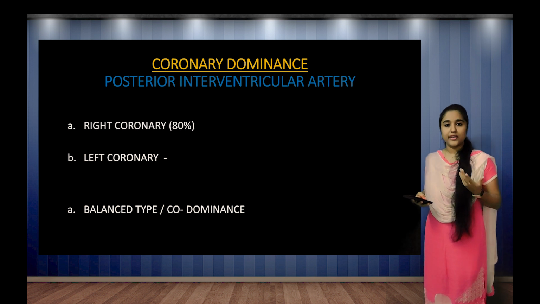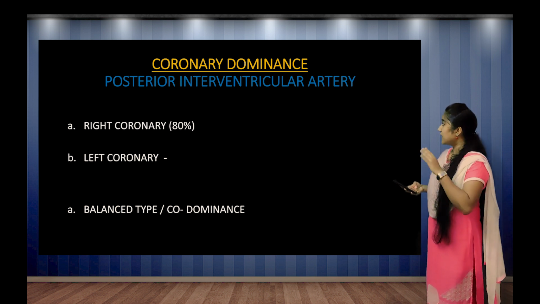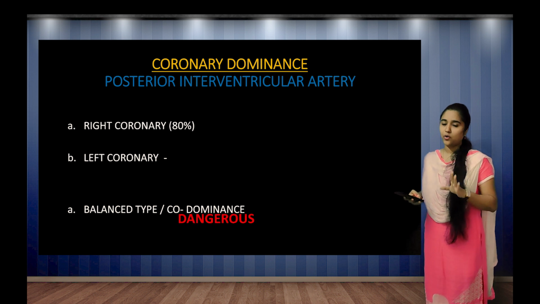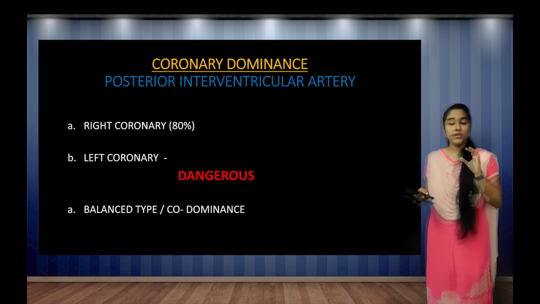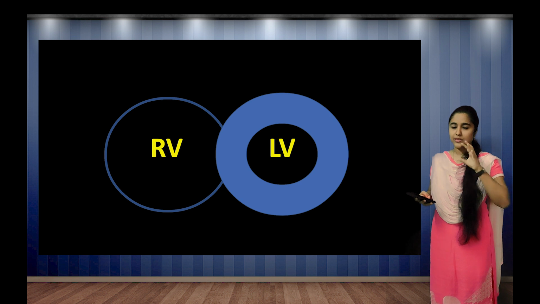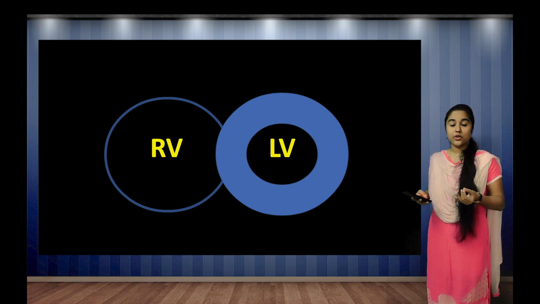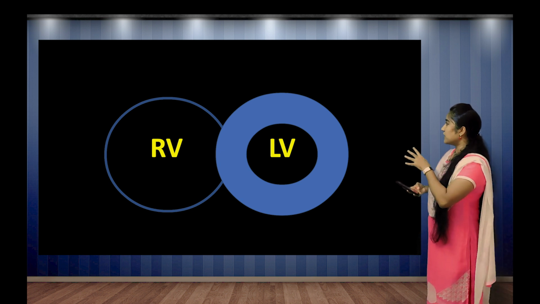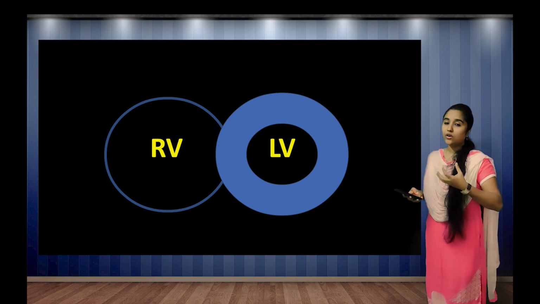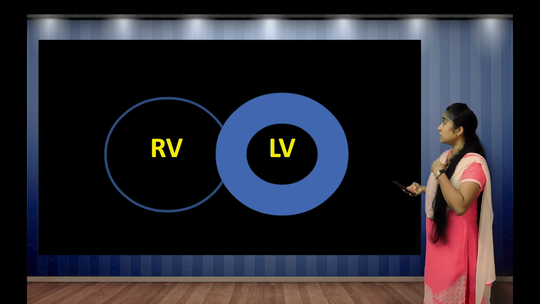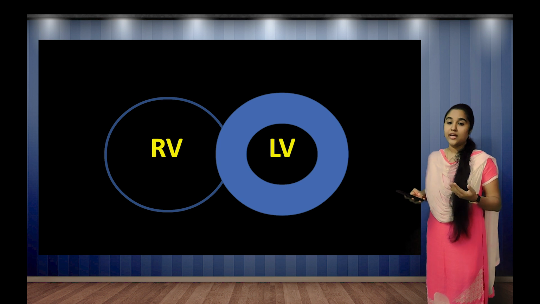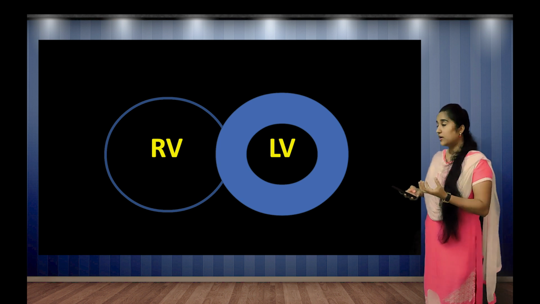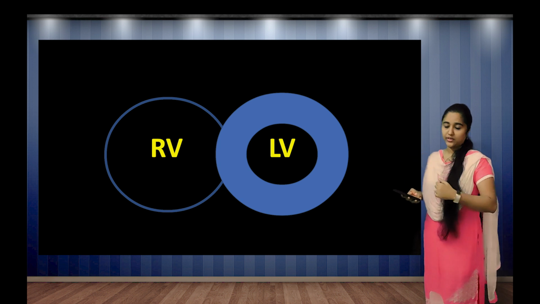So which one is more dangerous? You can see here, the left coronary dominance is more dangerous. Why is this so? You know that most of the left ventricle is supplied by your left coronary artery. Even though the left coronary artery is very short, it has to supply the bulky myocardium of the left ventricle. The wall or the myocardium of the left ventricle is about 3 times that of the right ventricle. You can see in this figure. So this left coronary artery has to supply the bulky myocardium.